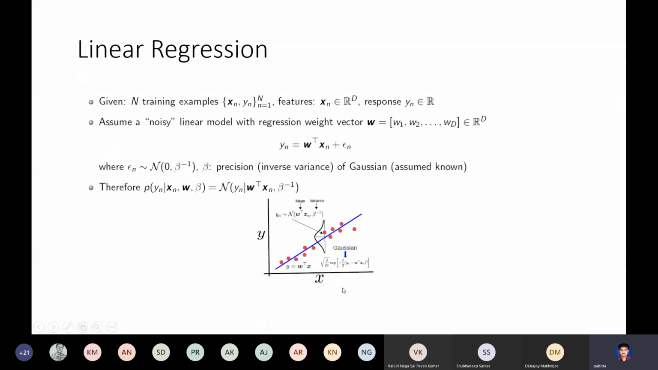So what you are given is a set of these red points where for some particular value of x, the y value is given. You are given N supervised training examples, xn and the corresponding yn pairs. This yn is a real value belonging to R. Xn is a real vector, a capital D dimensional real vector.